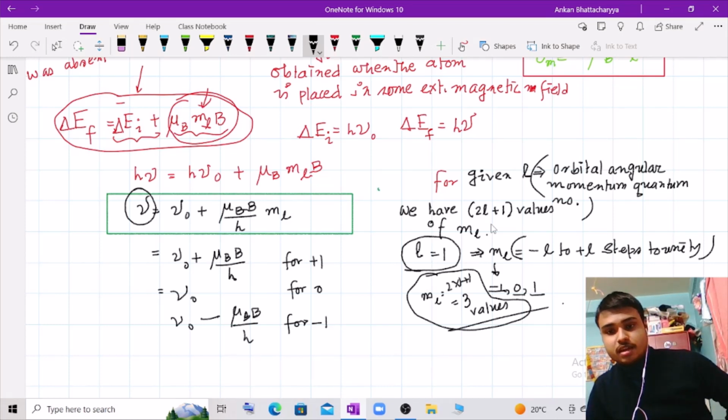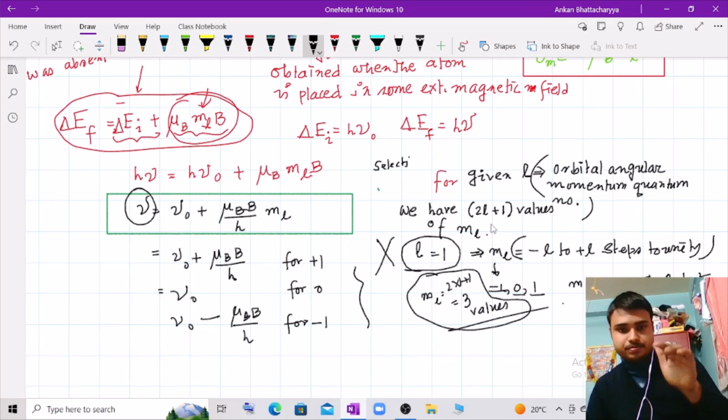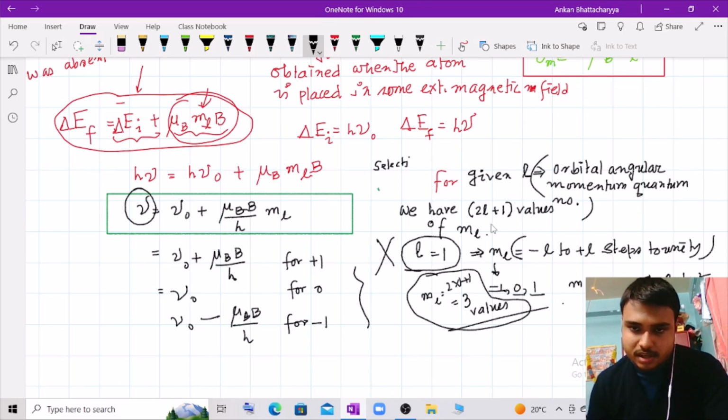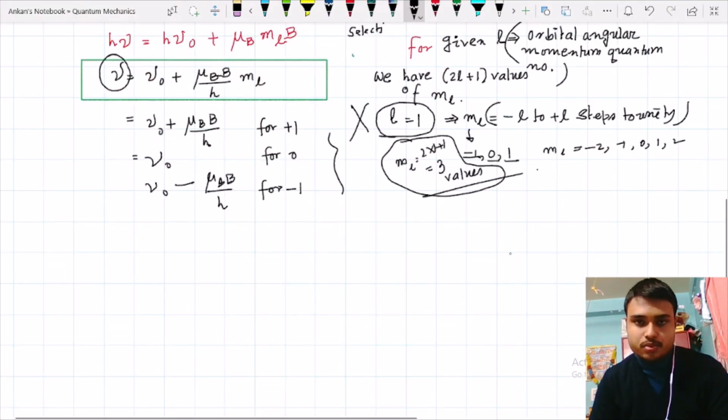For L equal to 2, ml will be minus 2, minus 1, 0, 1, 2. Then this frequency will also be divided into 5 components, but this is not possible because of the selection rule. All the combinations of energy states, that is all the transitions, are not allowed. We know it very well from quantum mechanical concepts, the selection rule. What transitions are allowed is given by the selection rule.